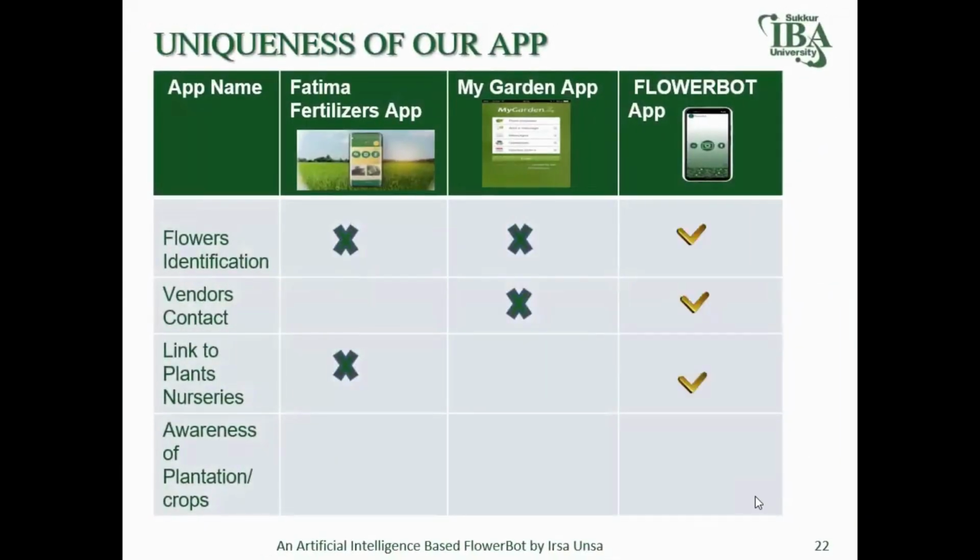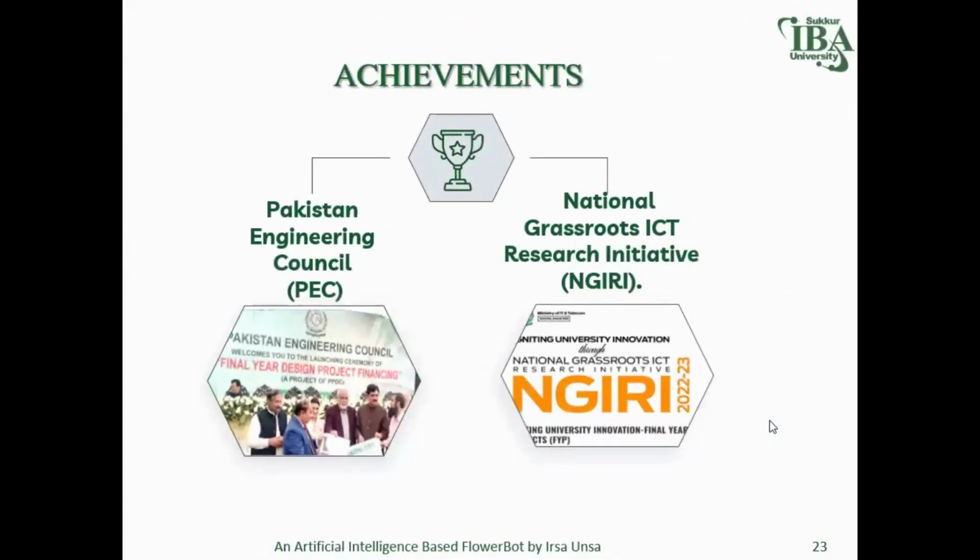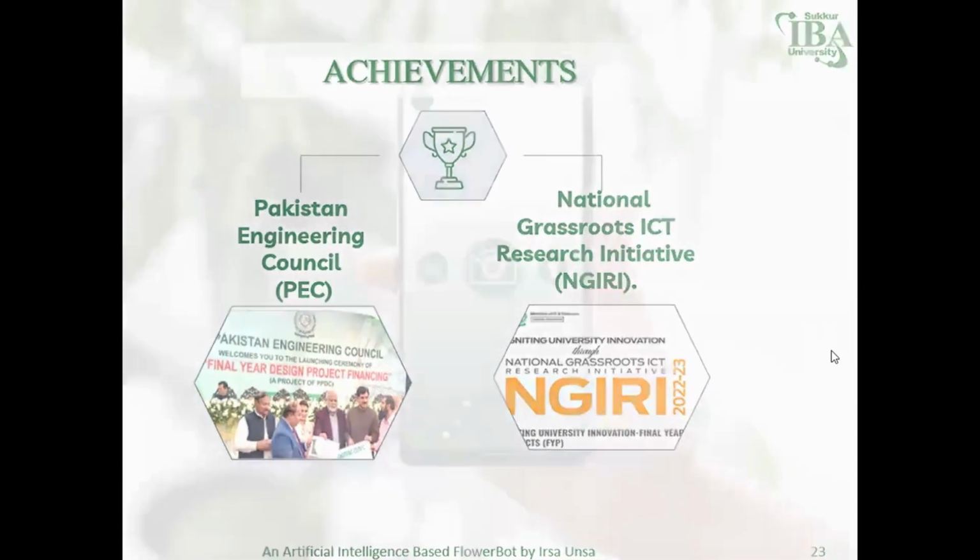So here comes how our app FlowerBot is unique from already existing apps like My Garden app and Fatma Fertilizer app. FlowerBot includes flower identification, vendor contacts, links to plant nurseries, and awareness of plantation and crops. Then come the achievements. Our FlowerBot, our final year project, was awarded by the Pakistan Engineering Council (PEC) and the National Grassroots ICT Research Initiative (Ignite). We also received a call from the National Incubation Center, Hyderabad, to build a new startup ecosystem.